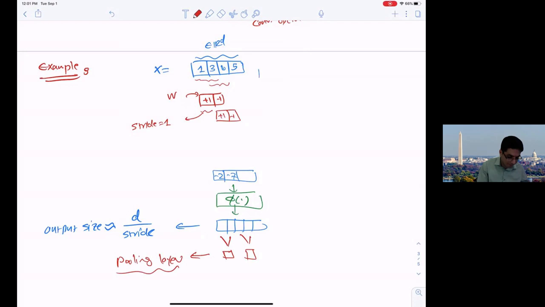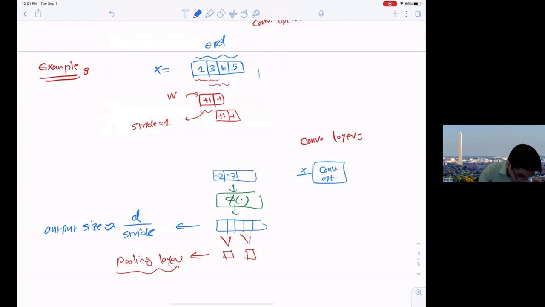So in other words, you can think about the convolution layer as the following. You have your input X, then you have a convolution operator. This is an affine transformation. You apply your activation function, and there may be a pooling layer. You can do a max pooling or average pooling. And this whole thing is called a convolution layer.